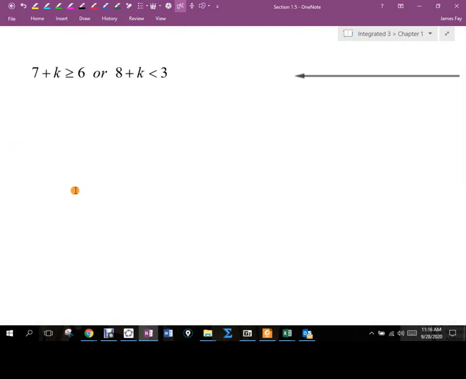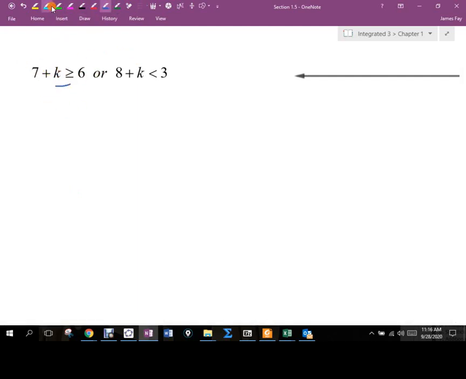All right, so let's do this one. What's the word here? Or. So that means something different, right? So I just have to keep that in mind. It only means something different to us when we graph at the end and how we write our answer at the end. Solving for K is going to be the same as in all the other problems. So we're going to try to isolate K.